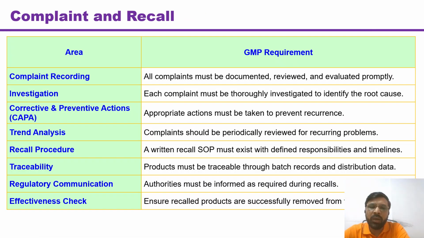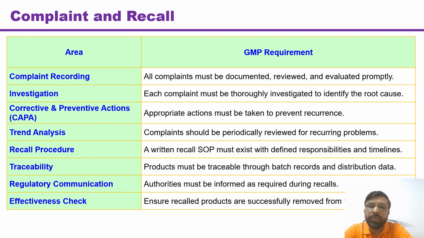Complaint and recall. Complaint recording: all the complaints should be documented, reviewed, and evaluated promptly. Then investigation: all the complaints should be investigated and the root cause identified. When we are identifying the root cause, we should take appropriate CAPA to avoid the reoccurrence. Then we have to prepare the trend so that we can get an idea about the complaints. Then recall procedures should be established in our system. Traceability: product must be traceable through batch records and distribution data.